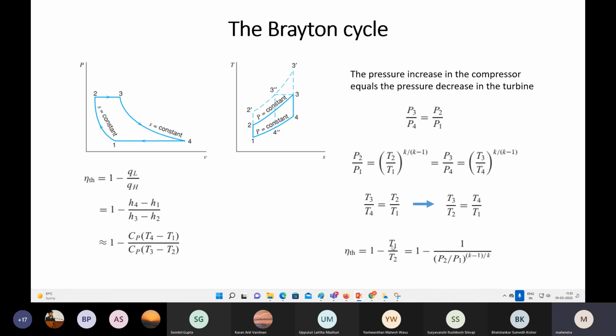your thermal efficiency is defined like this. This is the thermal efficiency formula in terms of the pressure, in terms of P1, P2. The thermal efficiency of the Brayton cycle in terms of P1, P2 is 1 minus 1 by the ratio of P2 to P1, raised to K minus 1 by K. This you have to remember.